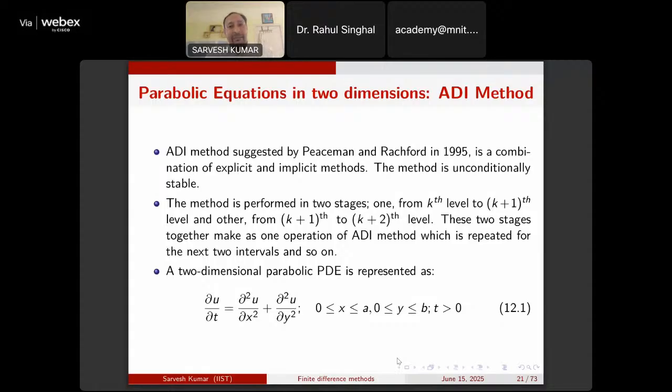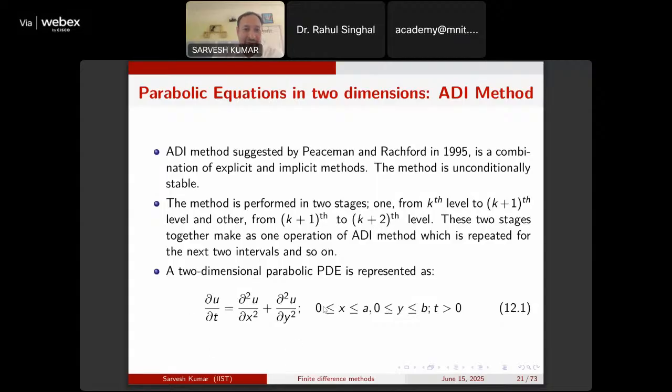Yes. That can be done with the alternating direction approach, the ADI approach. This ADI method, suggested by Peaceman and Rachford, is a combination of explicit and implicit schemes. The method is unconditionally stable, as you will see, and it is performed in two stages: first from level k to k plus 1, and then from k plus 1 to k plus 2. It's like a multi-step method, or you can also call it a multi-level method. It's the same idea as in single-step and multi-step methods for ODEs: to reach k plus 2, I need k and k plus 1.